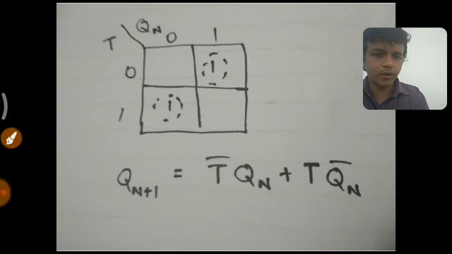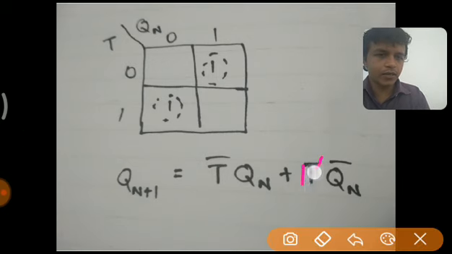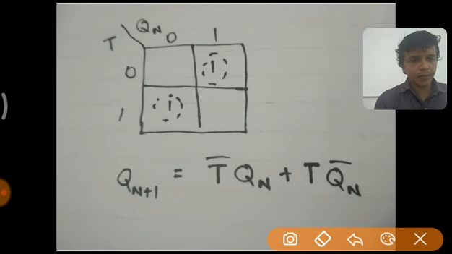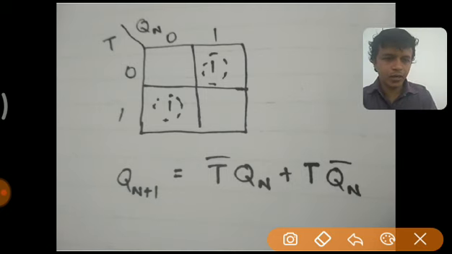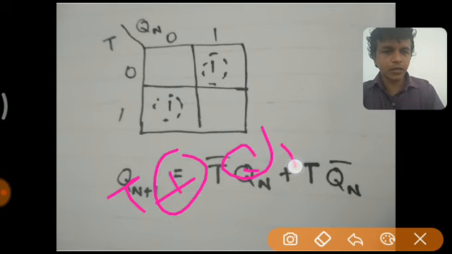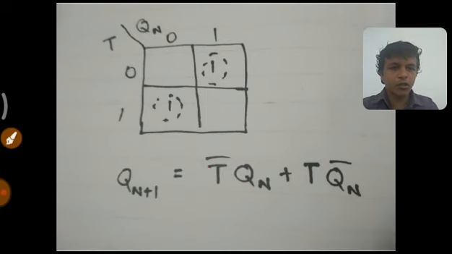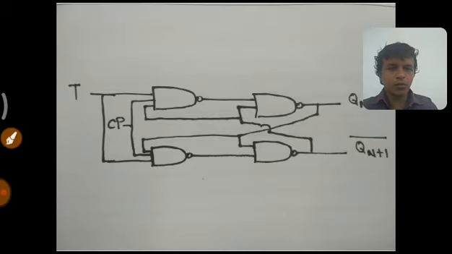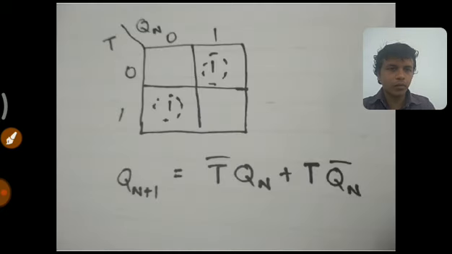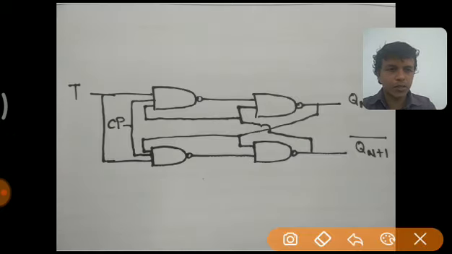Here we had J and K in JK flip-flop, and they are replaced by T. We are getting T bar Qn plus T Qn bar. It doesn't mean that it is T XOR Qn, so we should not write like this. It is not a combinational circuit. Qn is the previous state and it is not an input. So the Boolean expression is T bar Qn plus T Qn bar, and this is the circuit.